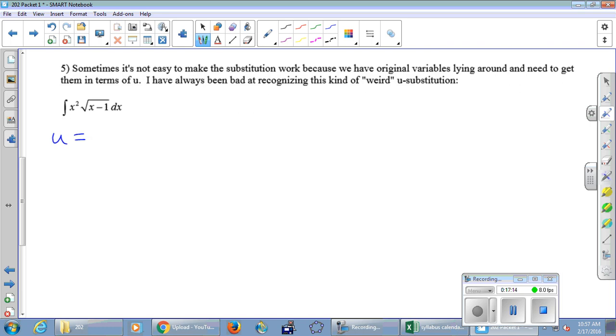Okay, so we'll try u substitution. If you see a radical, standard thing to try is the thing inside without the radical, just the stuff inside. In this case, du equals 1, so du dx equals 1. And so therefore du equals dx.